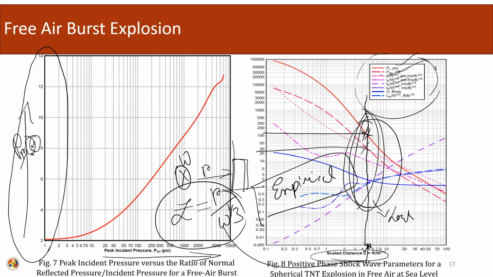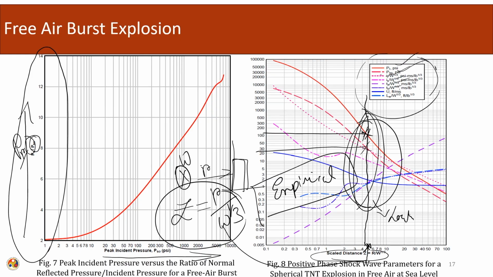These design charts can be very easily used for the estimation of different quantities like reflected pressure, incident pressure, impulses and other quantities. The only thing is that we have to know the scale distance, that is, the weight of the charge and the standoff distance.